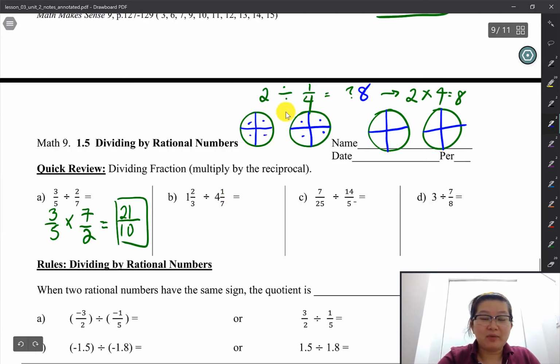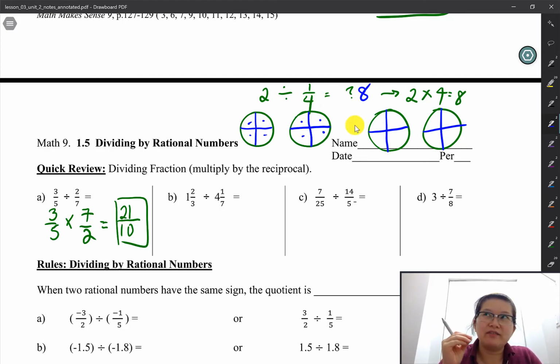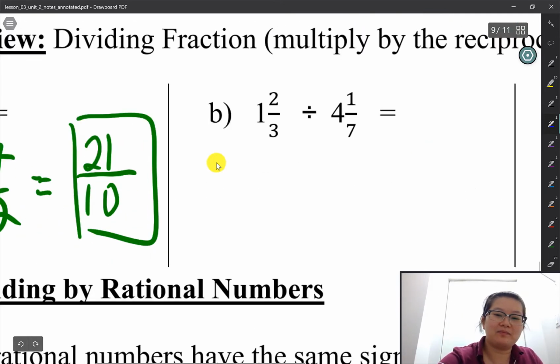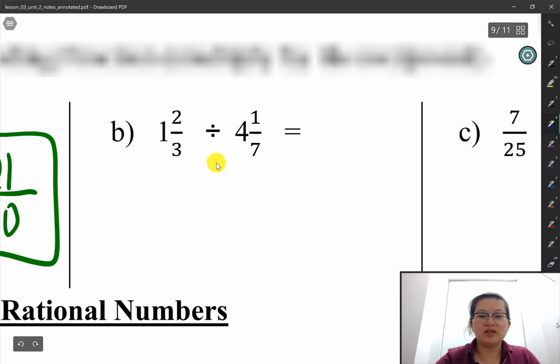Notice that if I divide by a fraction less than 1, I also get a bigger number as a result of that because I'm dividing by smaller pieces. It's as if I'm saying how many quarters can I fit into 2 large pizzas or something. Okay, back to some examples.